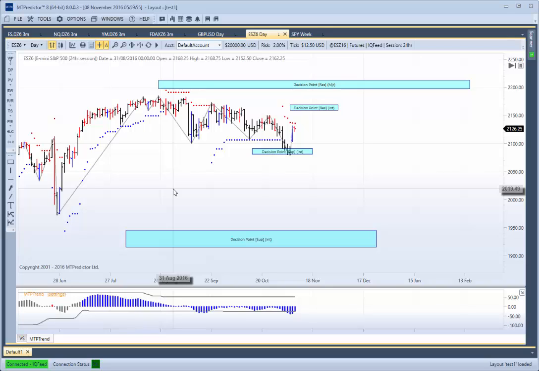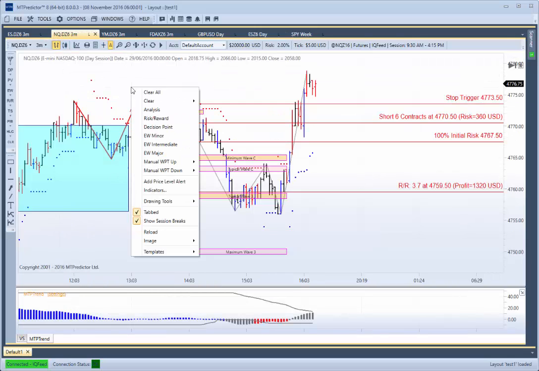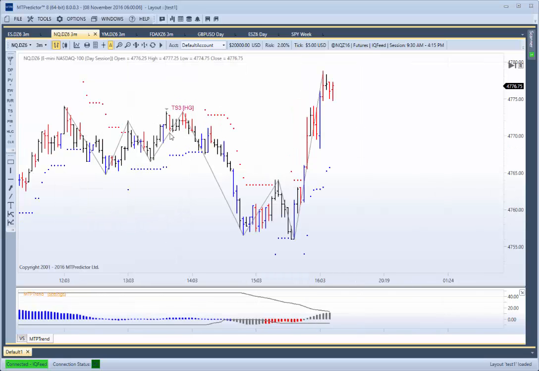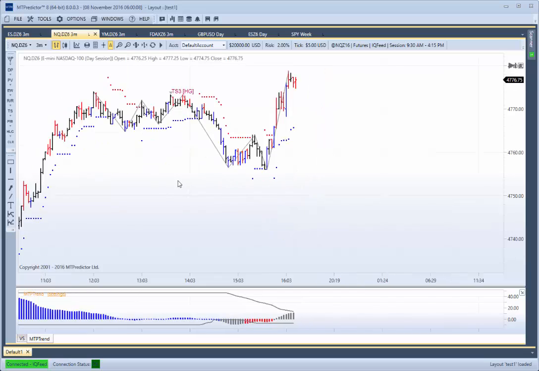In other words, when the losses come through, and they will and they do, then the losses should be kept small. Good example of this is on the NQ yesterday. I'll just clear this all off, take that DP resistance zone off, and have a look at this particular setup we had here yesterday.